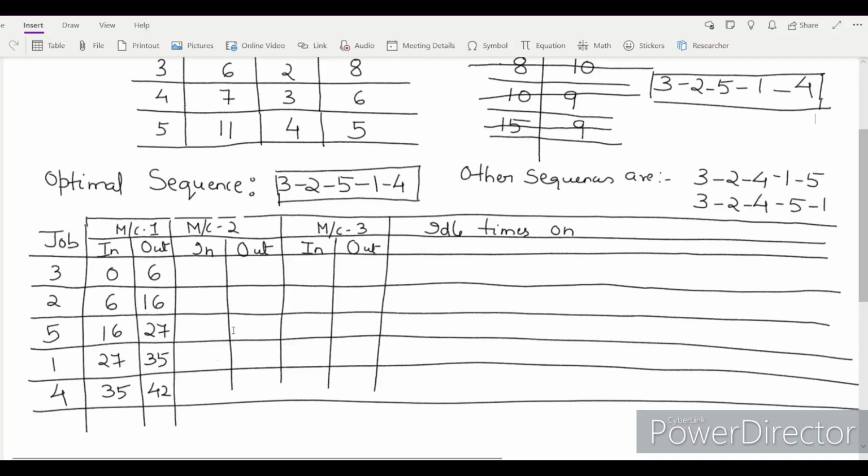Okay, so now we will start filling. I think you can very well do it. Idle times on machines. Can't you do it? I have taught you in the previous class, right? So idle time on machines. Okay, work out with me. Idle times on machine 2 and again idle time on machine 3. So these things you already know. I'm not discussing it. I'm just filling it.